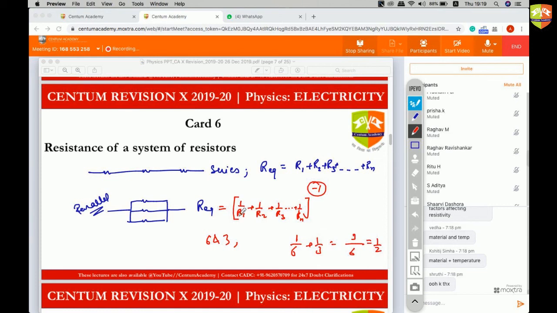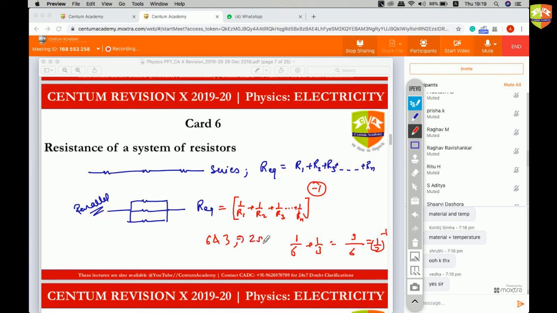Because many a times when we conducted monthly tests, we have experienced this, that many, especially, though at exam you are a bit more cautious, but when we were practicing, many a times you make this mistake, leaving it at 1/2. No, the final answer is the whole reciprocal. So 2 ohms will be the final answer.